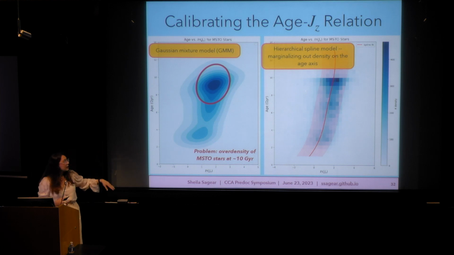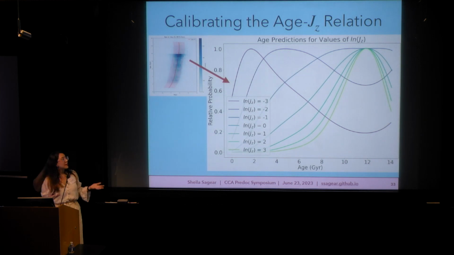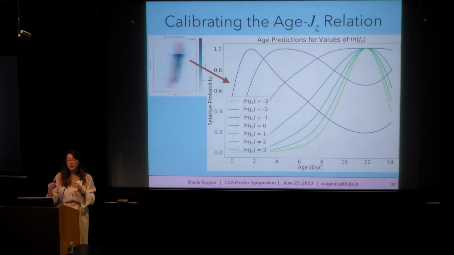Another way to say all that is that on the left, we believe the slope of this line, but not the relative densities. And the right-hand side just removes the relative densities. So now we can make a plot like this using our hierarchical spline model. It's the same idea as the plot I showed you before, where I have several test values of log JZ corresponding to age predictions. And we don't get this problem of all the age predictions being pulled towards around 10 gigayears just because that's where the highest number density of our calibration sample exists.